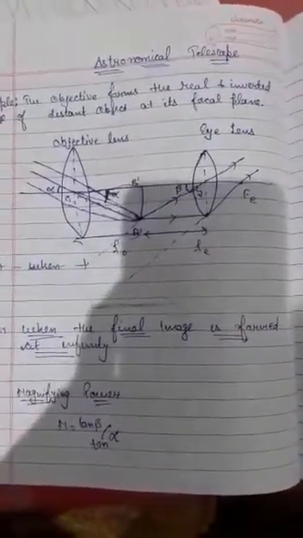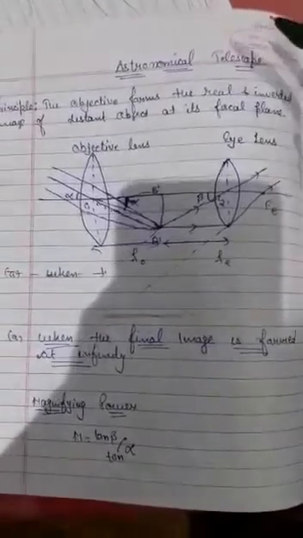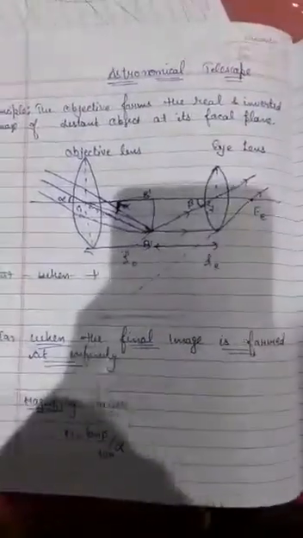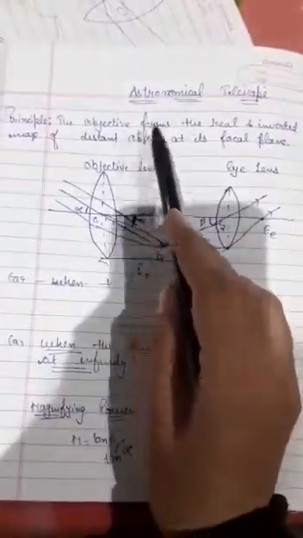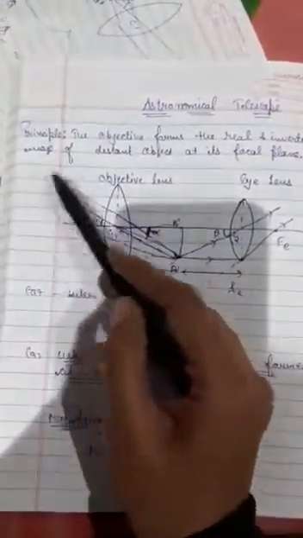Morning students. So today we are going to start our new topic, new term even I can say, that is astronomical telescope. In this telescope we use the principle to see the heavenly objects from the space. It is based on the principle that the objective, here we will use two lenses, forms the real and inverted image of a distant object. Distant means our object is at infinity, at its focal plane.